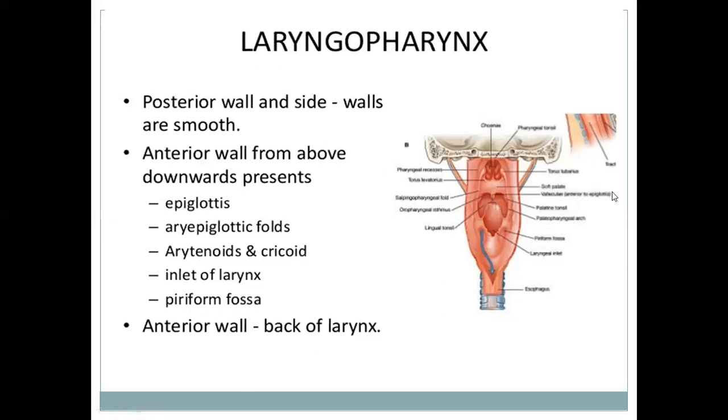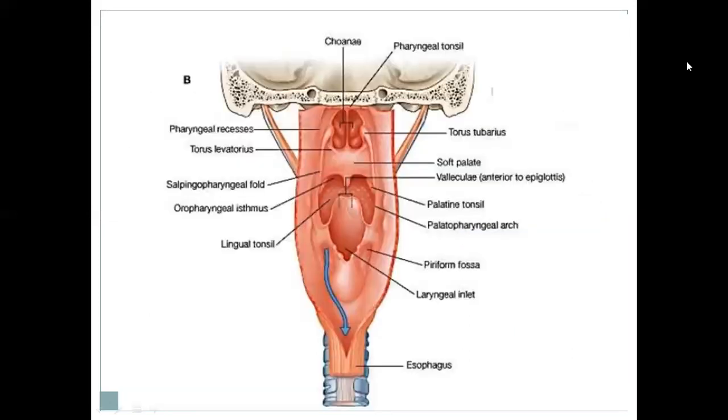This is the anterior wall, from the back of the larynx. Again, this is the nasopharynx. These are the posterior nares. The pharyngotympanic tube opens into the nasopharynx. From the roof of the nasopharynx down to the soft palate, we have the nasopharynx, and from the soft palate up to the epiglottis we have the oropharynx.